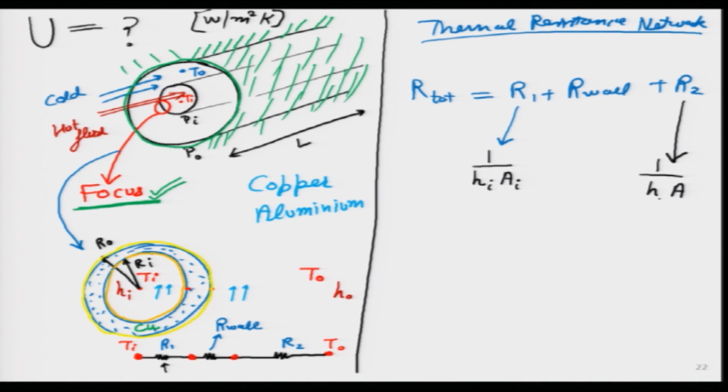I will put H outer and A outer, which means both resistances R1, R2 look similar, both are 1 divided by HA, but the H values and A values will be slightly different. What about the R wall value?